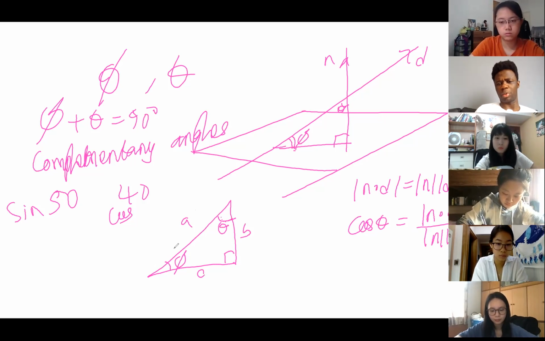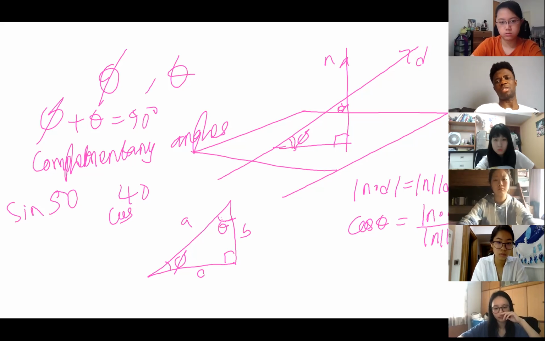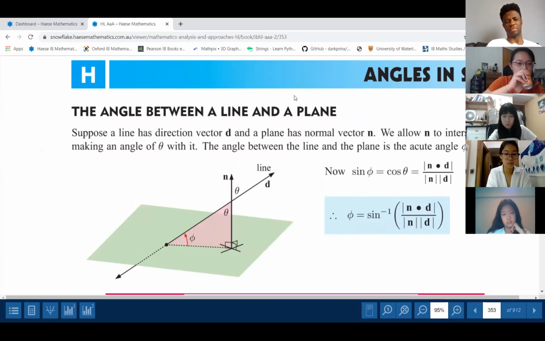I hope you can see my cursor. Okay, so sine of this one will be opposite over hypotenuse, that's B over A, which is the cosine of this one, which is also B over A. Okay, so when two angles are complementary, sine of one is the cosine of the other. And that is the reason for this. So a lot of things were skipped, which is why I thought I explained that.